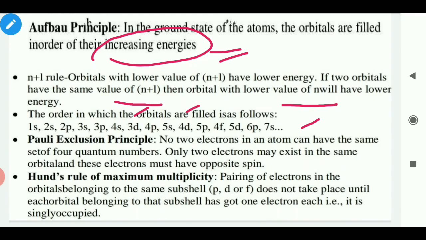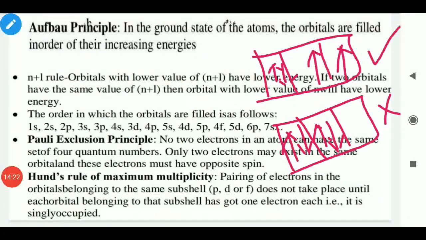Pauli exclusion principle. No two electrons in an atom can have the same set of 4 quantum numbers. Only 2 electrons may exist in the same orbital and these electrons must have opposite spins.